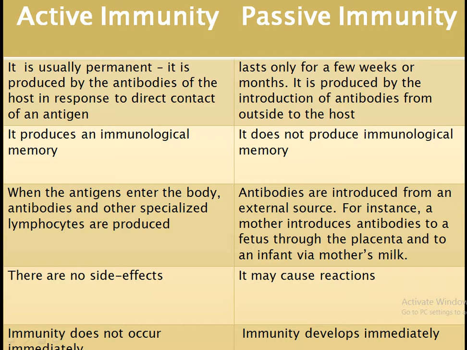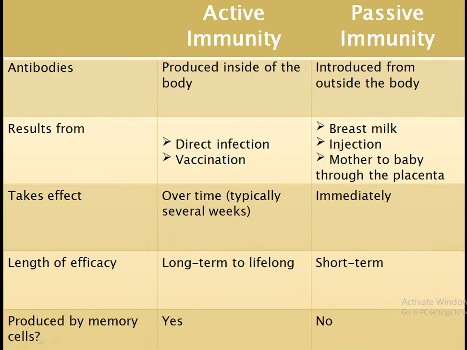In active immunity, it does not occur immediately because it is time consuming. While in passive, as the antibodies are introduced, it develops immediately. Other differences or comparison are as far as antibodies are concerned: in active they are produced inside the body, while in passive they are introduced from outside the body, and other differences.